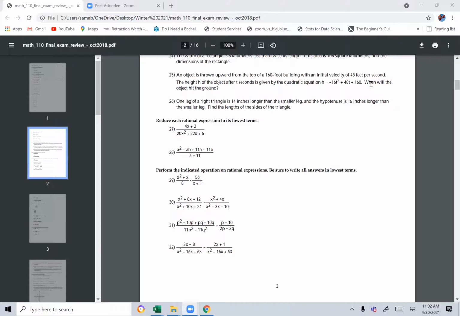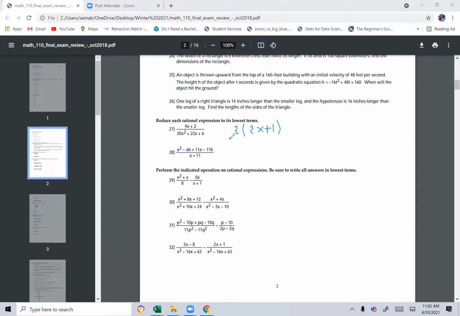Reducing rational expressions. When you reduce a rational expression, guys, you have to factor the top and the bottom. So let's look, for example, at number 27. Let's factor the top. You can take 2 out as a common factor. That's all I can do. 2x plus 1.